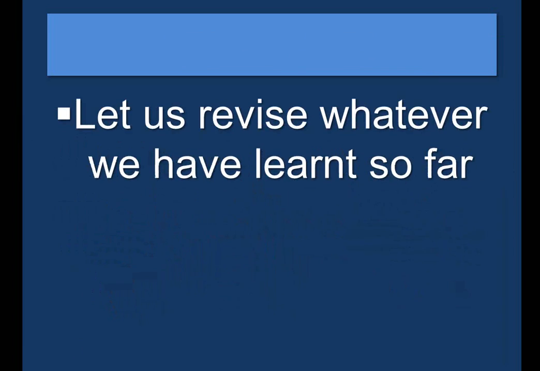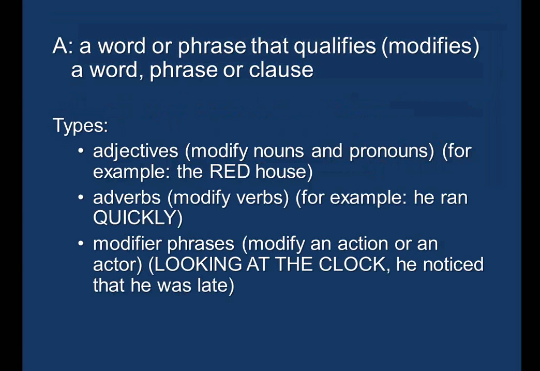Let us revise whatever we've learned so far. We talked about two types of modifiers, which are misplaced and dangling. So what is a modifier? A modifier is a word or a phrase that qualifies or modifies a word, phrase or a clause. Modifiers can be of different types. We are talking about misplaced modifiers here particularly.